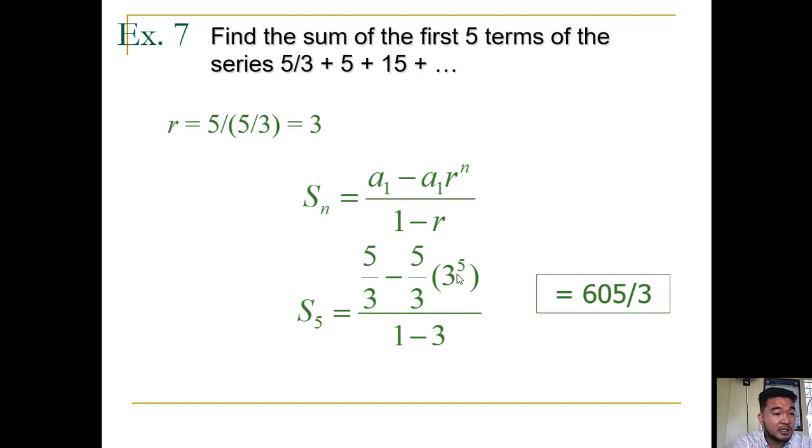605 divided 3 is equal to 201.67. Kung sa calculator ninyo walang fraction, pwede namang decimal, no? So yung 605 over 3 is also equal to 201.67. So okay lang din na siya ay in decimal form. Because some calculators do not have a fraction, pero kung may fraction siya at gusto nyo na fraction na lang siya, okay lang naman yun. For as long as they are just the same, magkamukha lang naman.